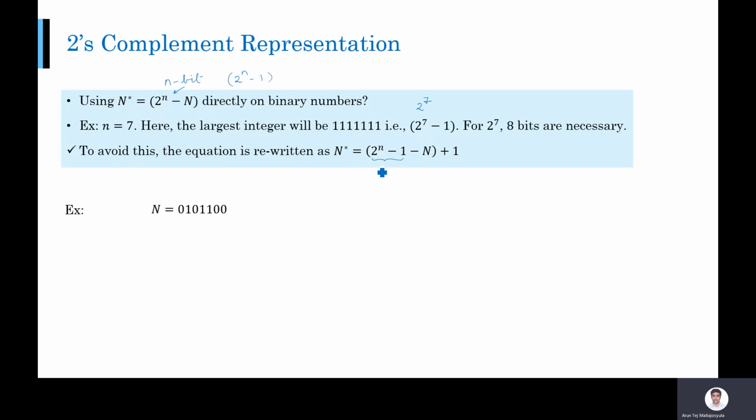We have seen some examples earlier of what these 2's complement representations are for 4-bit numbers. So let us take 1 or 2 more examples with more number of bits. So this is n is equal to 0, 1, 0, 1, 1, 0, 0.